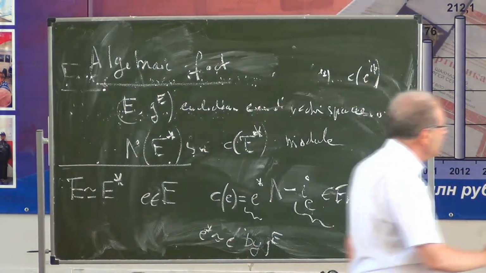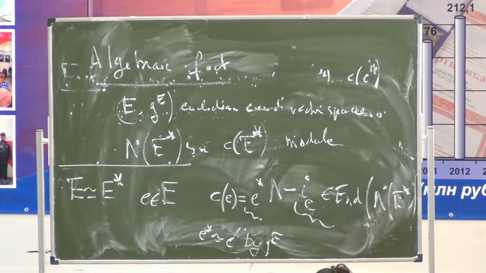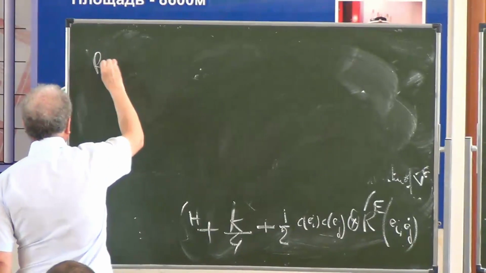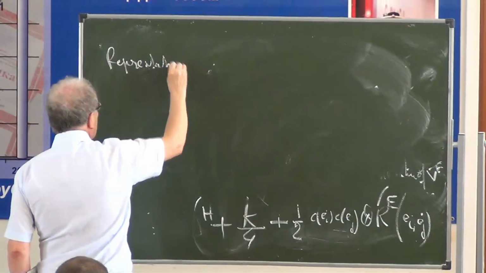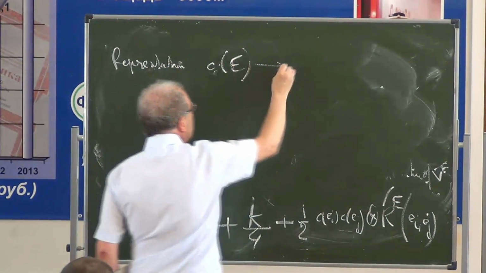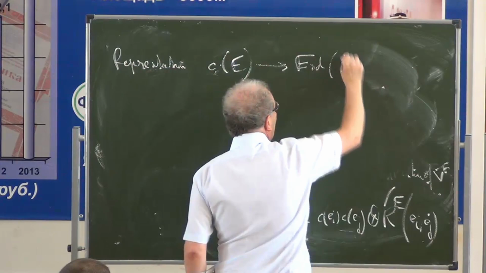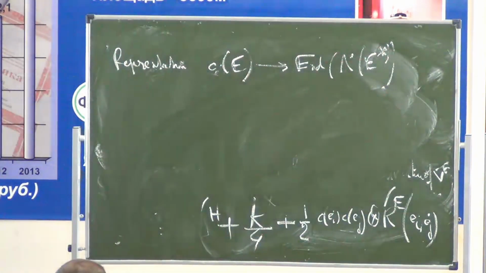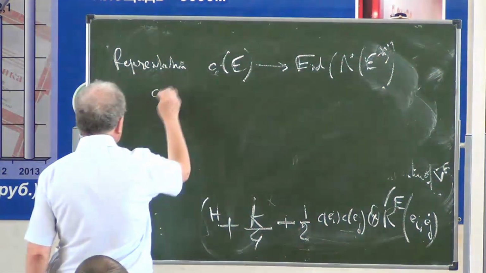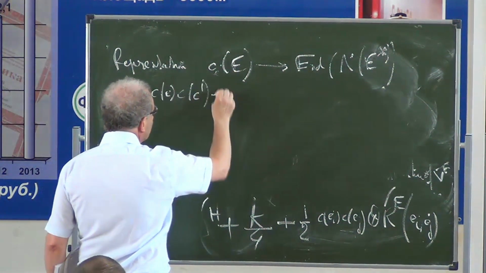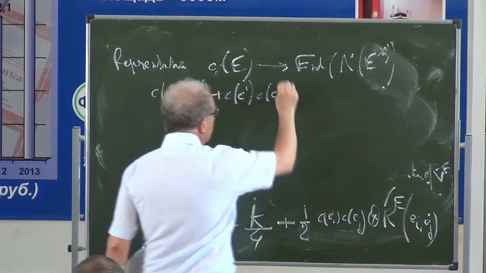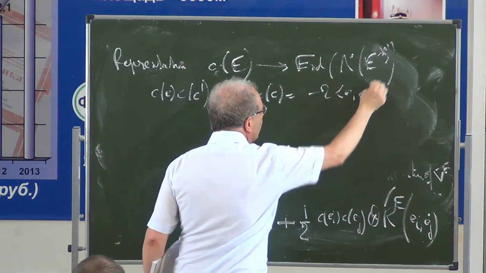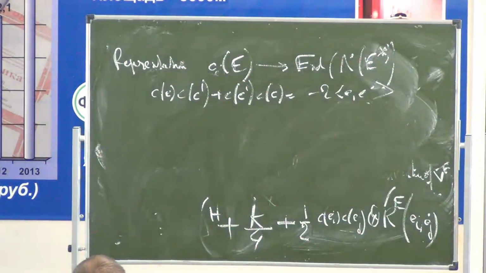And it's extremely easy to show that this map actually extends to a representation from C(E) into the endomorphisms of Λ(E*). Basically, what you have to check is simply that c(e)c(e') + c(e')c(e) is equal to -2⟨e,e'⟩. And that's an elementary computation.